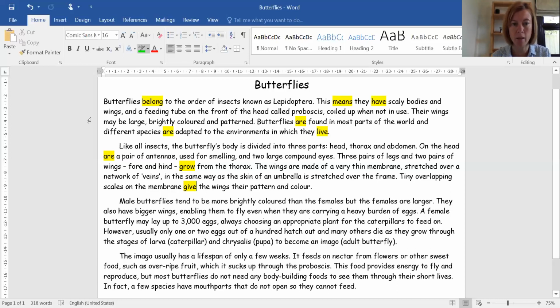Okay, so let's start to highlight some. So of course we've got butterflies. I'm not talking about one particular butterfly or one particular type of butterfly. When we say the butterfly's body, we're not talking about one particular butterfly, we're talking about butterflies in general, all of them.